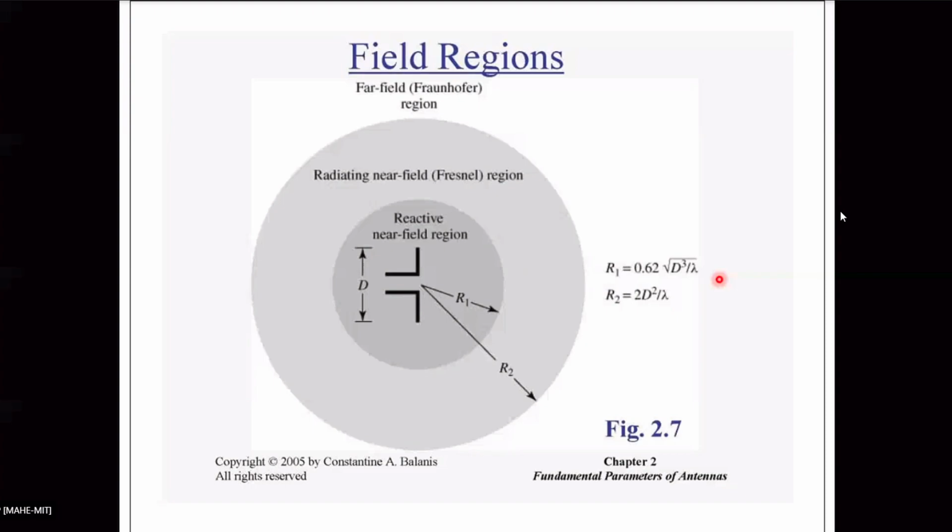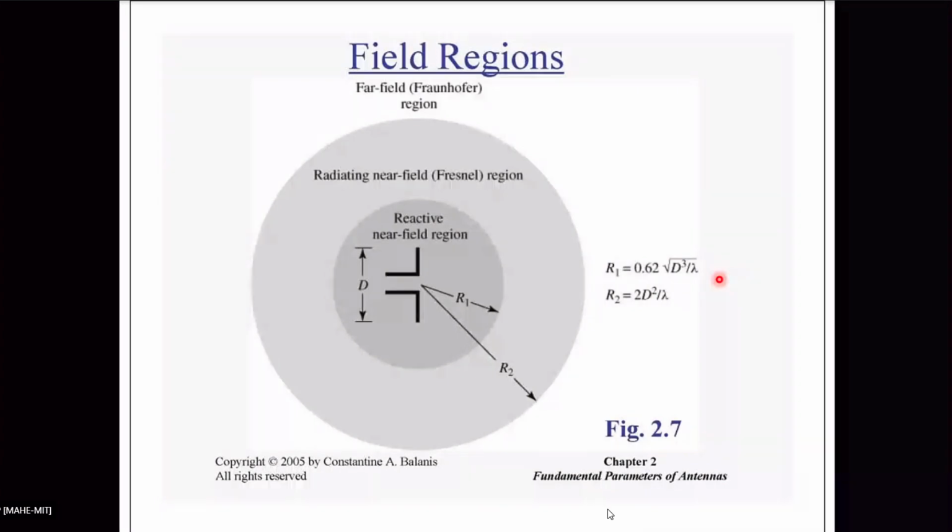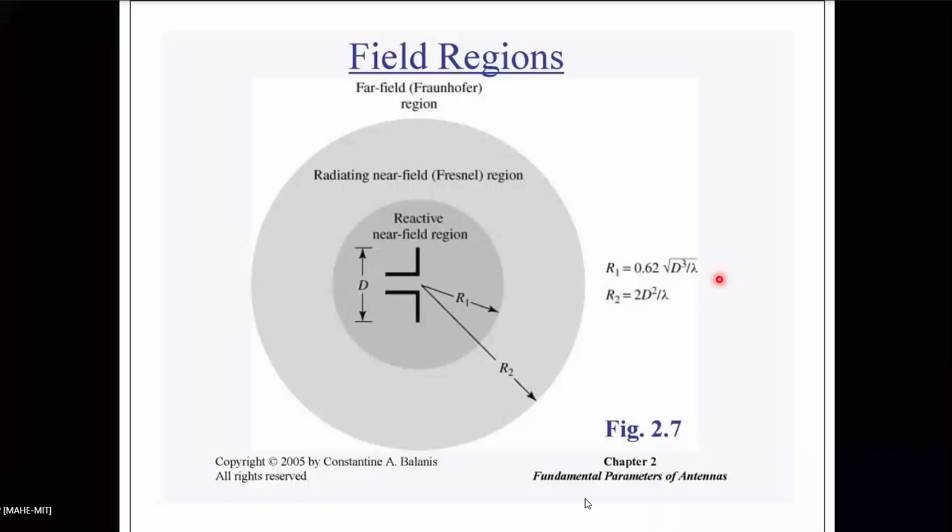Reactive near field: the portion of the near field region immediately surrounding the antenna, where the reactive field predominates. Radiating near field, the Fresnel region, is the region of the field of an antenna between the reactive near field region and the far field region, where the radiation field predominates and the angular field distribution is dependent upon the distance from the antenna. So R is between 0.62 square root of D cubed by lambda and 2D squared by lambda. That region is the Fresnel region.